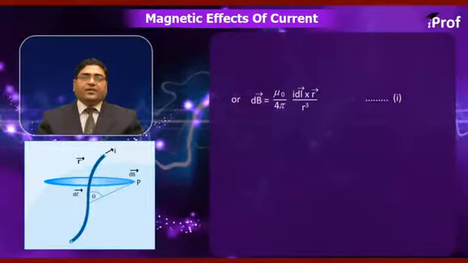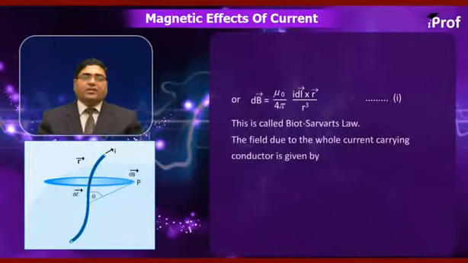vector cross r vector upon r cube, or dB equals mu naught upon 4 pi, I dl sin theta upon r square. Equation 1. This is called Biot-Savart's Law.